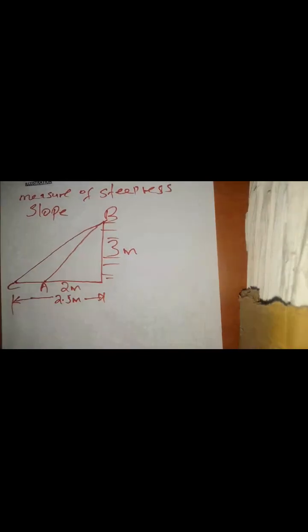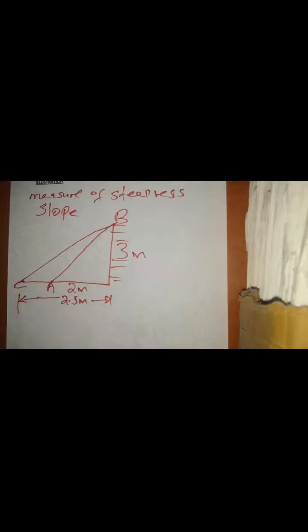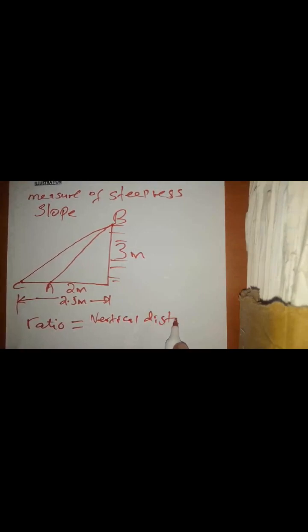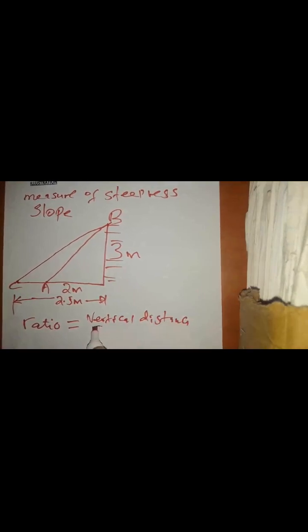So let us assume now that he uses the first ladder. Let's call it ladder AB. We have a ladder AB there. So the ratio which will yield our gradient is given by the vertical distance divided by the horizontal distance.